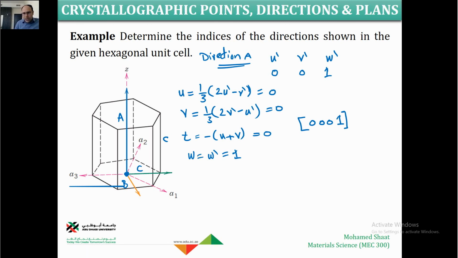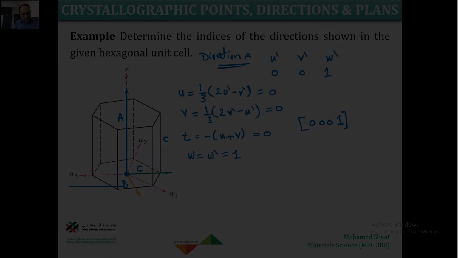Make sense? How about direction C? Let us skip direction B because it is a little bit tricky, but let us move to direction C. For direction C, we have to draw the base. For direction A, it is only one movement parallel to Z, so there is no need for the base. There is no movement for A1 direction or A2 direction, so that's why we didn't draw the base. But for C, you have to draw the base so you can investigate the correct direction, how you're gonna move to find U prime and V prime.